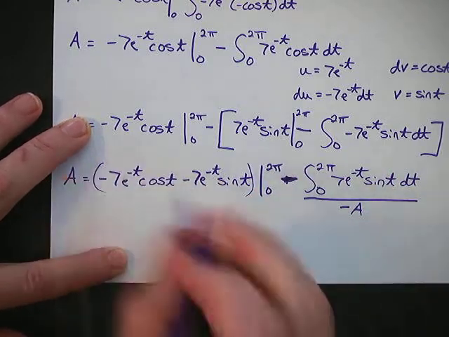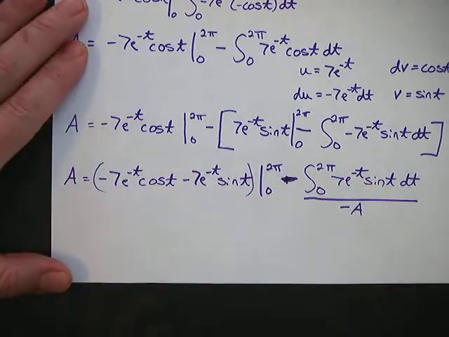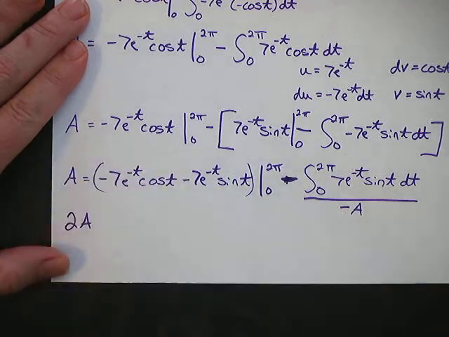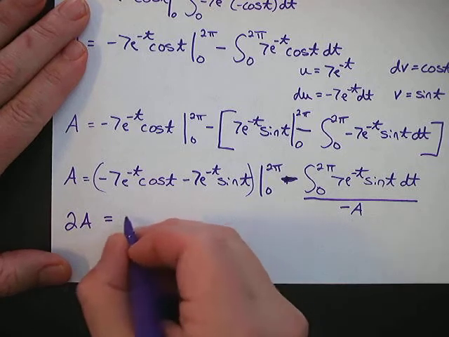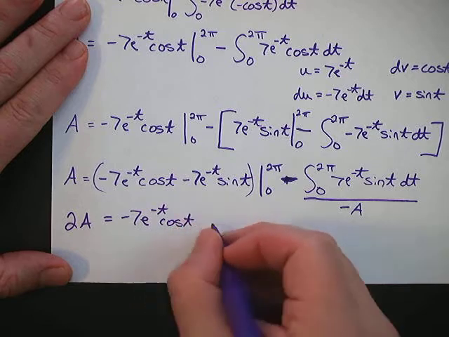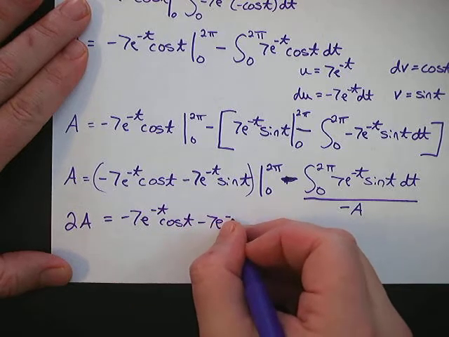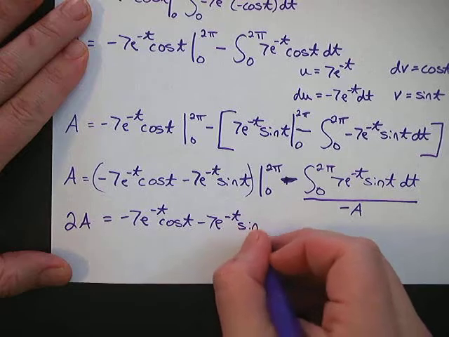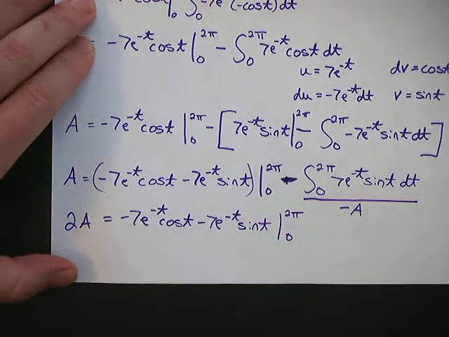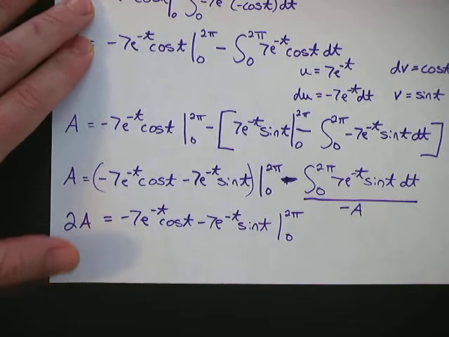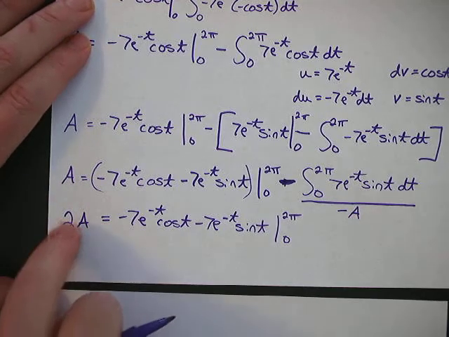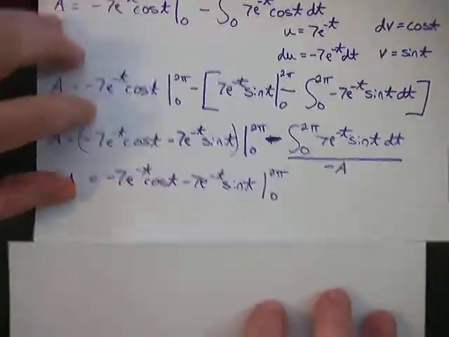So we would move the A over to the other side by adding A. So this other side becomes 2A when we add another A, equals negative 7e to the negative t cosine t minus 7e to the negative t sine t from 0 to 2 pi. Now I want to get the A by itself because that's what I'm looking for, A, not 2A, so I just divide that over.